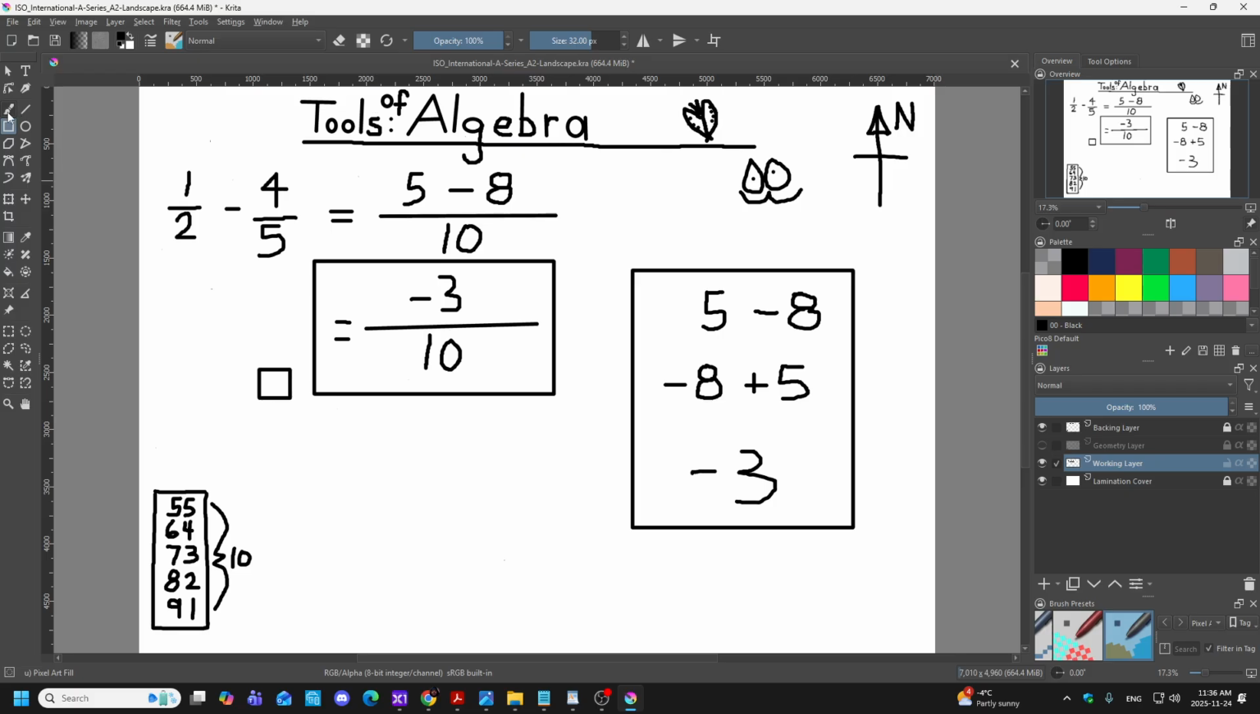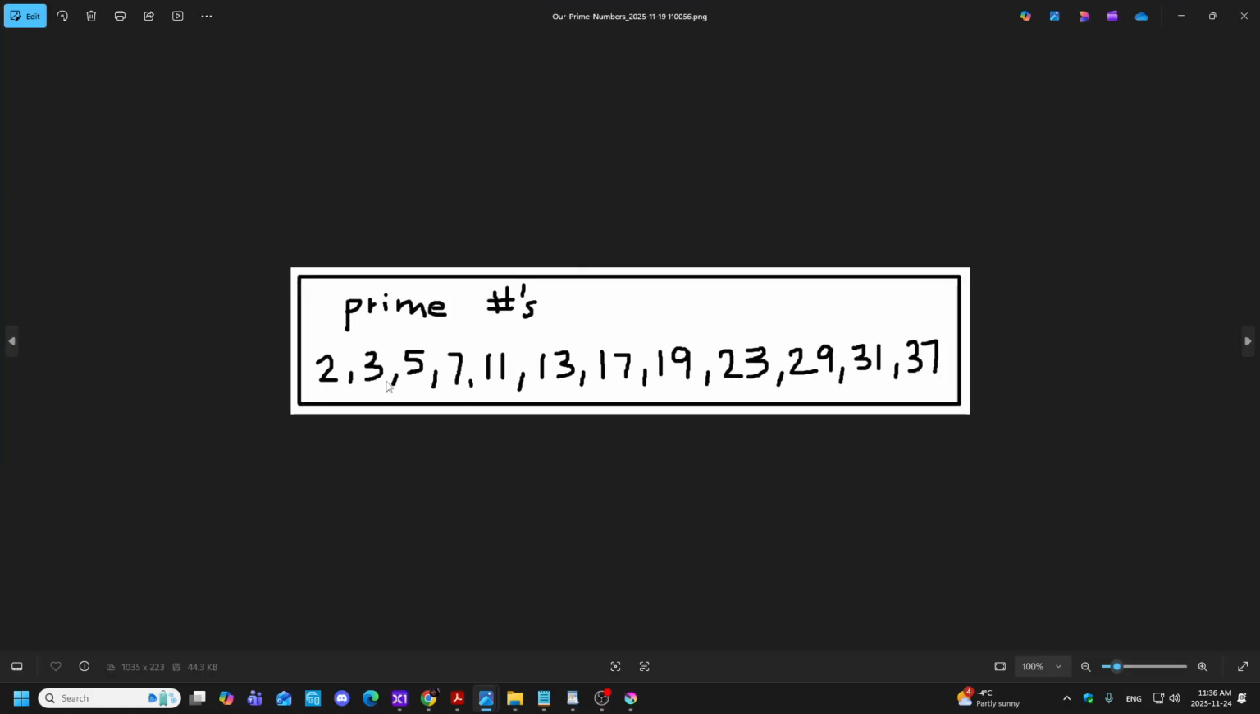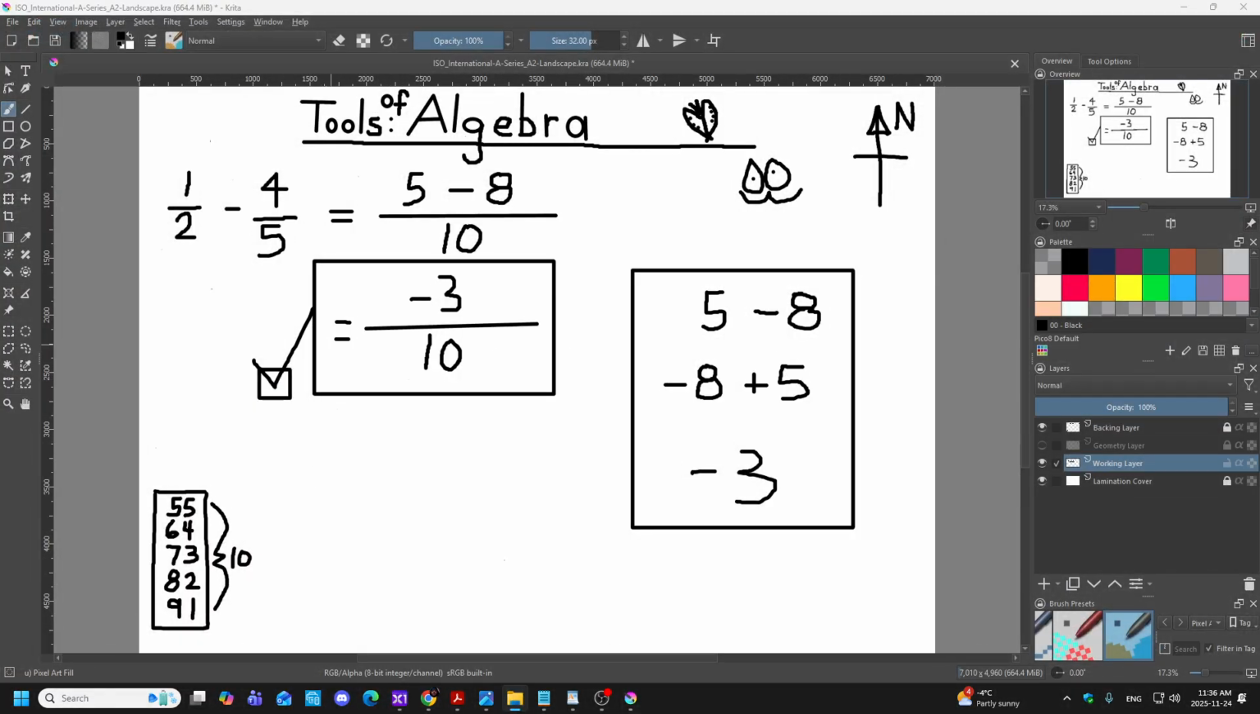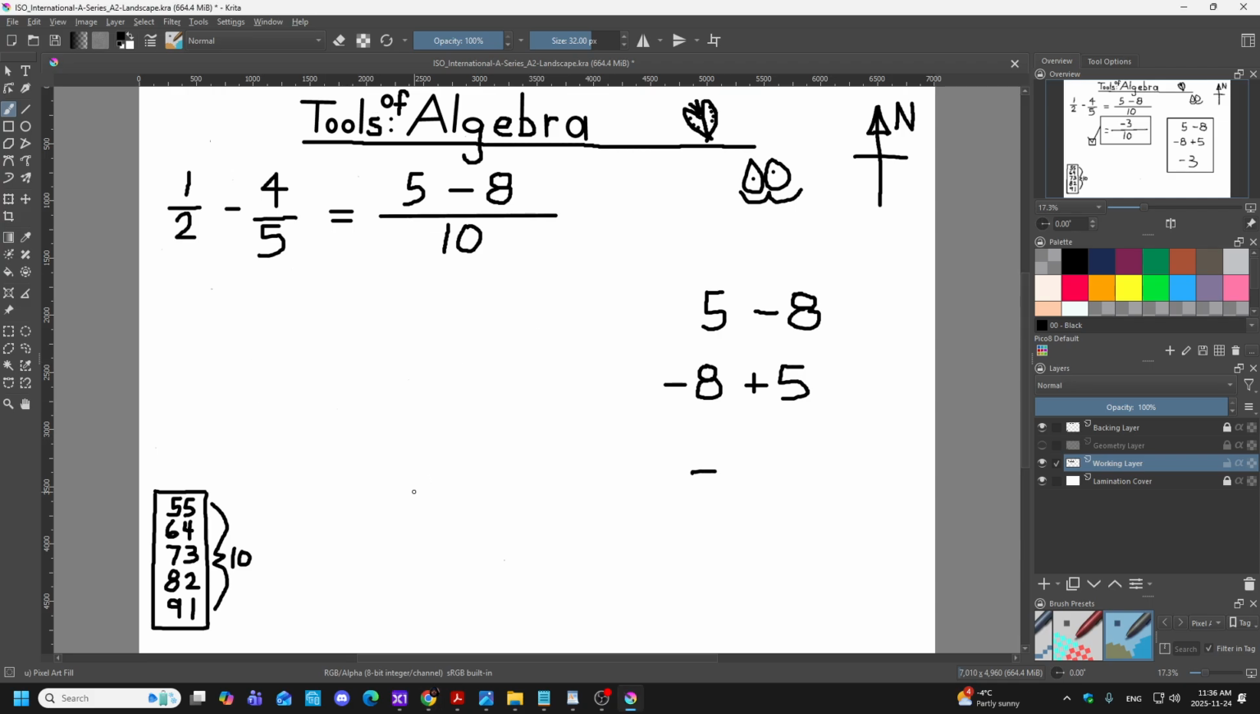So I'm going to go like this. And looking at, just ignoring the sign, right? I'm going to go back here, and I can see that 3 is a prime number, which means no more reducing. So that's the final answer. We are done. All right, let's keep going.